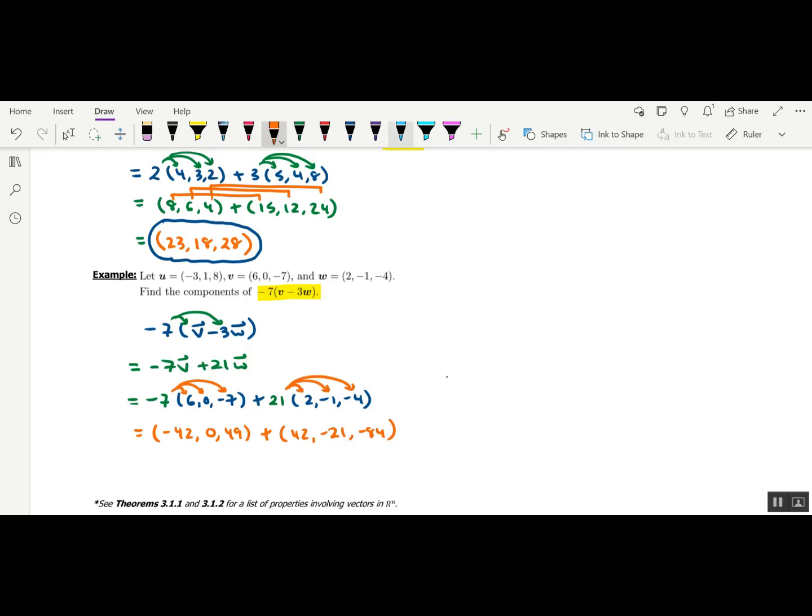All right. Last but not least, we'll add corresponding components to get the final answer of 0, comma, negative 21, comma, negative 35. And these would be the components of negative 7 times quantity v minus 3w.